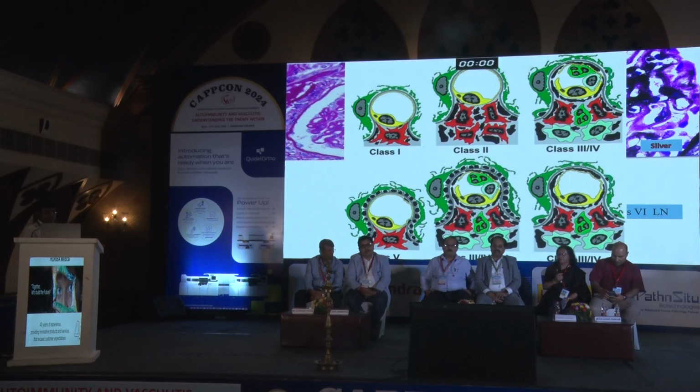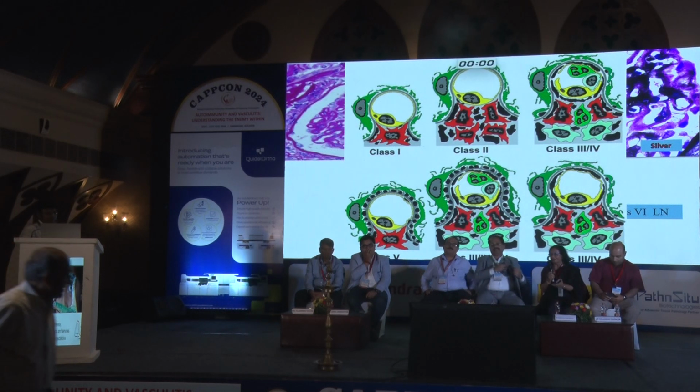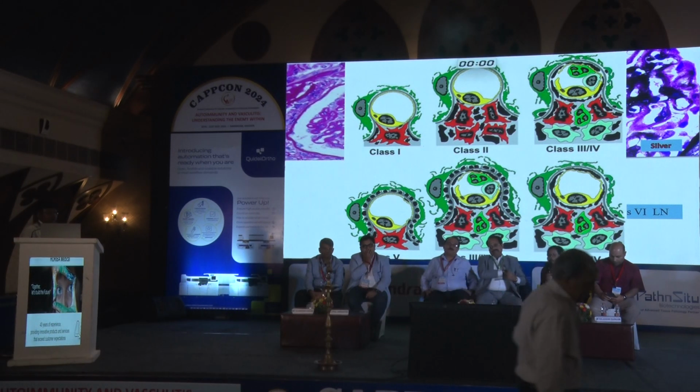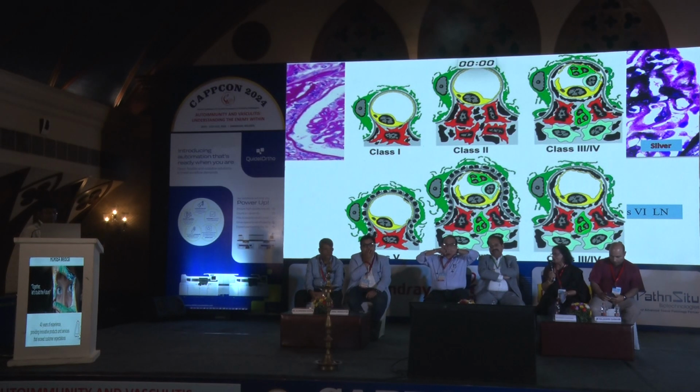And this is the schematic diagram of the right EM picture, where in the class 1 there are only a few mesangial deposits. In the class 2 there are mesangial cells increased in the mesangial area. In the class 3 and class 4 there are neutrophils accompanying these mesangial cells. And class 5 there are subepithelial deposits. Class 5 and 4 both subepithelial and subendothelial deposits.